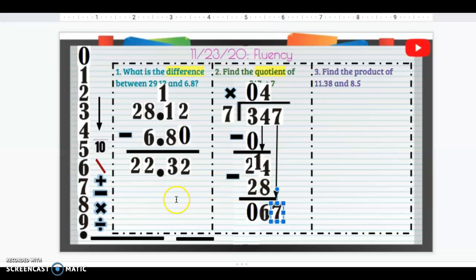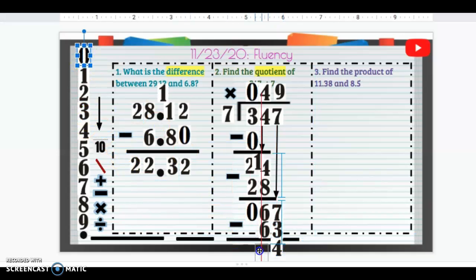And then I have to ask myself, how many times does 7 go into 67? The answer is 9, because 9 times 7 is 63. So I put my 6 below, and then my 3, and then I subtract those from each other, and that would be a 4, and then a 0.